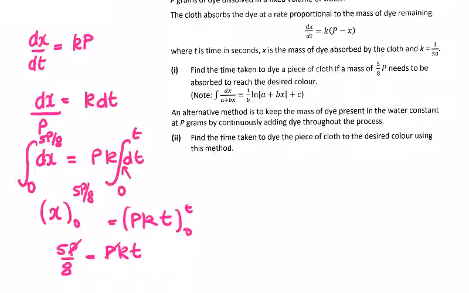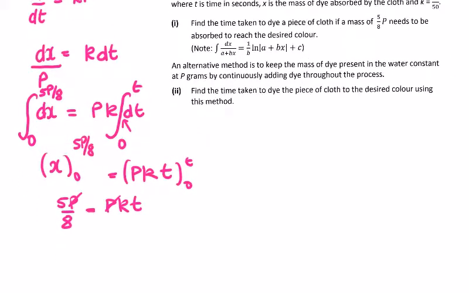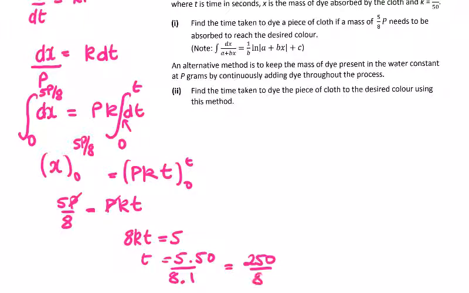Dividing by p, I'm going to get 8kt. Now I'm just doing one step. 8kt is equal to 5, so t is equal to 5 over 8k, and k is 1 over 50, so the 50 will go on top. So that's going to be equal to 250 over 8, which is going to give me 31 and a quarter, 31.25 seconds for the second part of this question.